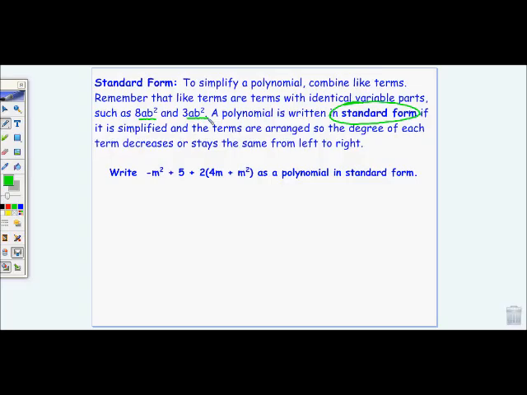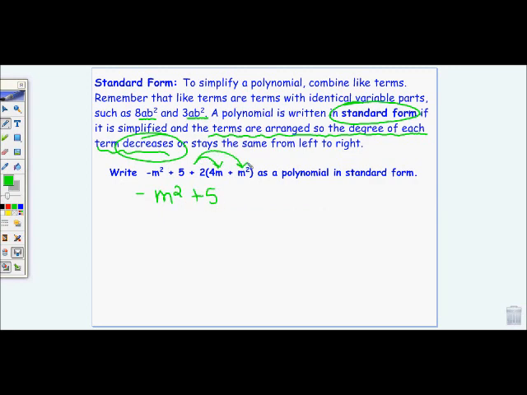A polynomial is written in standard form if it is simplified and the terms are arranged. So, this is the part you need to know. The terms are arranged so that the degree of each term decreases or stays the same from left to right. So if we look at this one, first we have to do some simplifying because I see a parentheses in there. So let's go ahead and simplify our terms here.